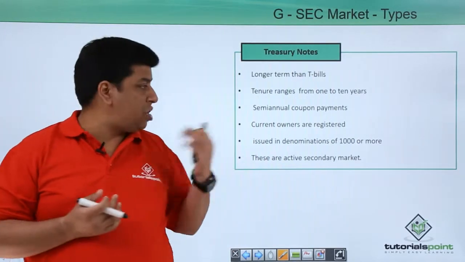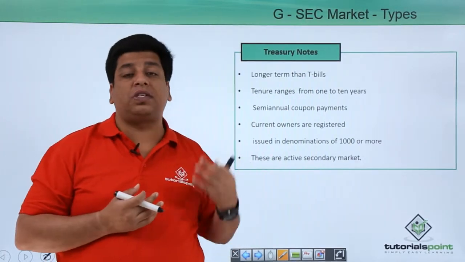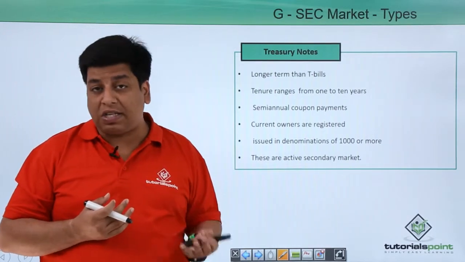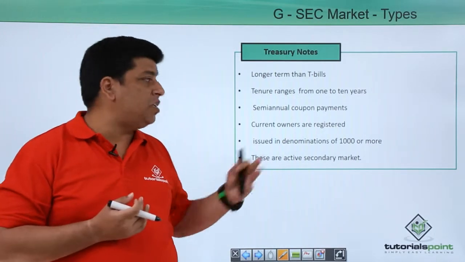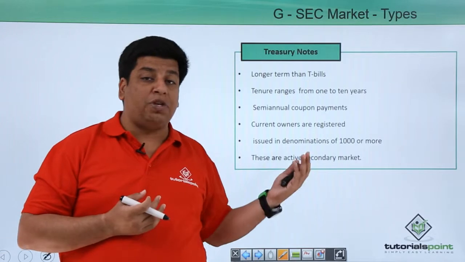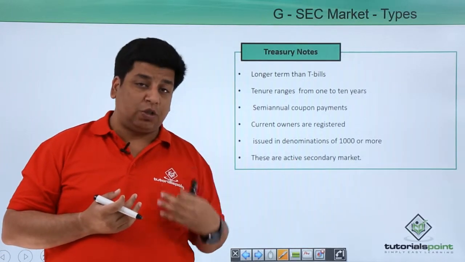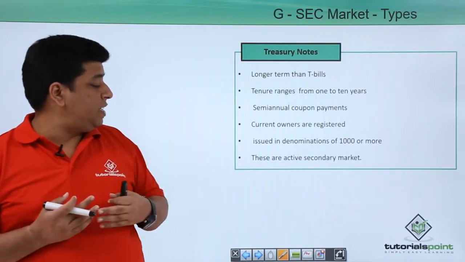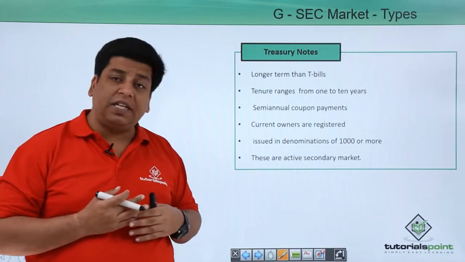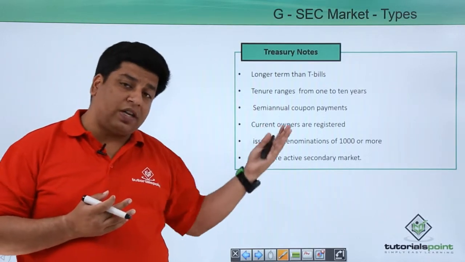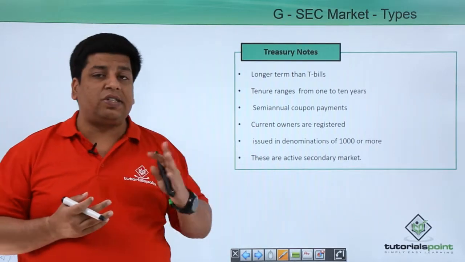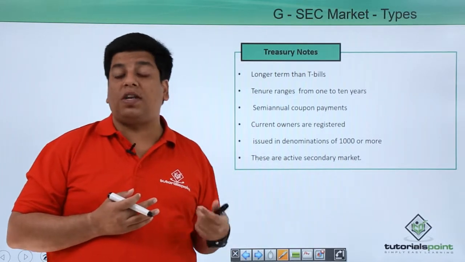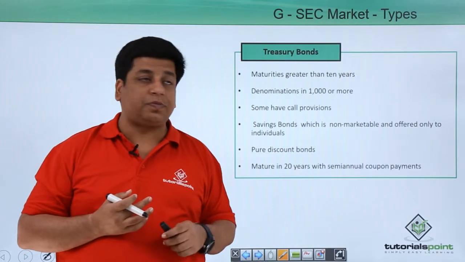The next is your Treasury Notes. Treasury Notes are for more than 1 year but less than 10 years. They are issued in denominations of 1000 or more. The coupon or interest is paid semi-annually, and they are very active in the secondary market. So definitely they are longer than your T-bills, since the maturity is somewhere between 1 year and 10 years.